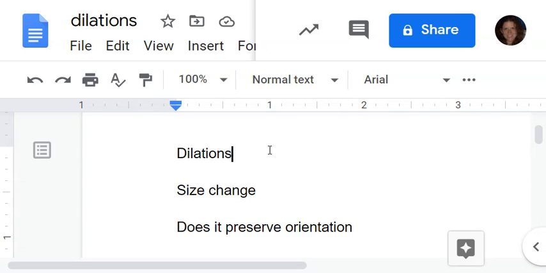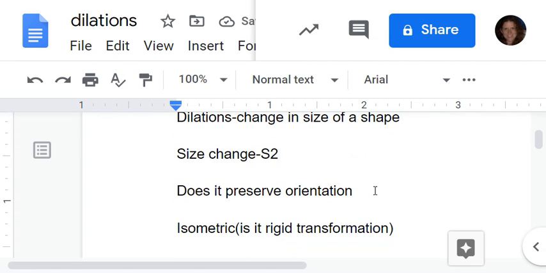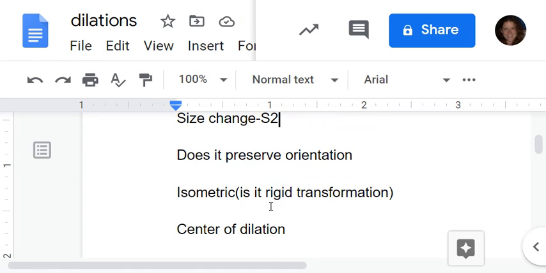Talk about dilations. Dilations are a change in size of a shape. So the notation is S of something, and it's really talking about size change. It's why we say S of 2 or whatever. It's size change. We're going to talk about if it preserves orientation and if it's isometric or staying rigid. But we're going to look at some examples first before we go over that.